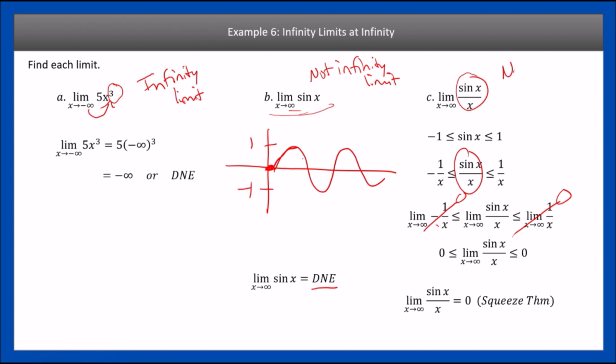So this is not an infinity limit. It's a limit at infinity, but it's not an infinity limit. The only infinity limit here is actually a, right? So we actually get a value here, interestingly enough.